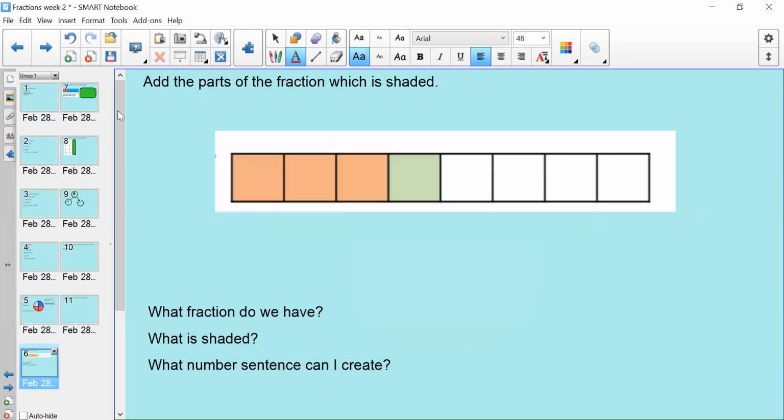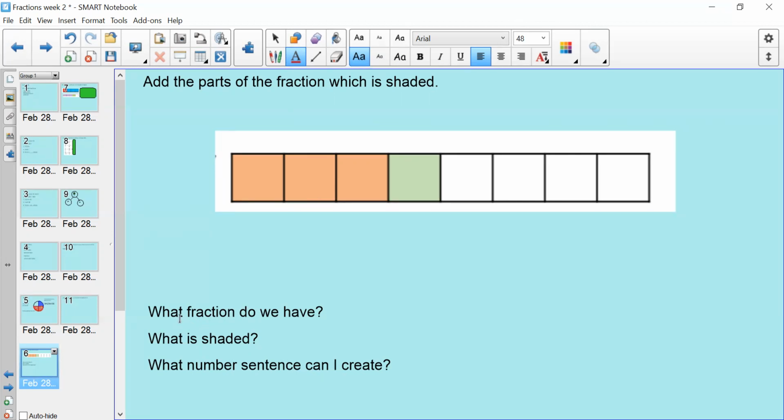Okay, so if we look at our next picture, I would like you to add the part of the fraction which is shaded. So again, I would like you to write a number sentence with fractions to show how you would add the parts that are shaded of this shape. And some questions to think about is what fraction do we have? So in the previous slide, we had quarters. What fraction do we have now? Then what is shaded and what number sentence can I create? So pause the video and write down the number sentence and use those questions to help you.